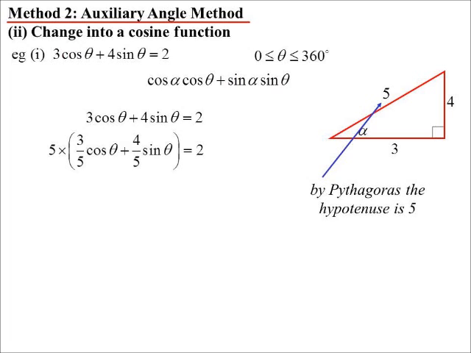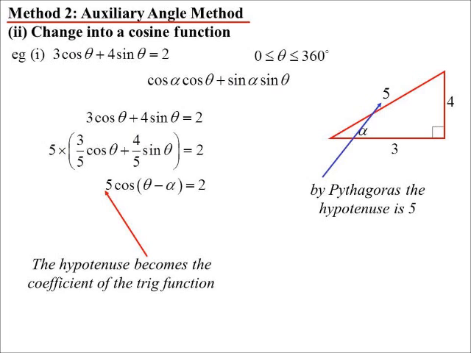So my new function, again, I probably wouldn't write that line in. I'd go straight to, okay, I've turned it into a cosine function. It's 5. Be careful though, because remember, if it's not the sine, it's not the sine. So it's theta minus alpha or alpha minus theta. It really doesn't matter which way you write that, because remember, cosine is an even function. So I tend to put the theta first. I just find that a bit easier.